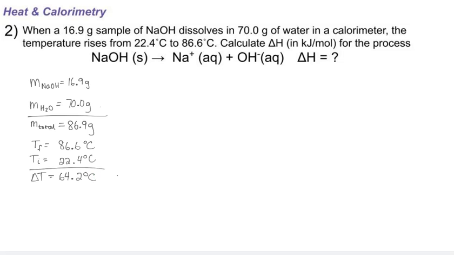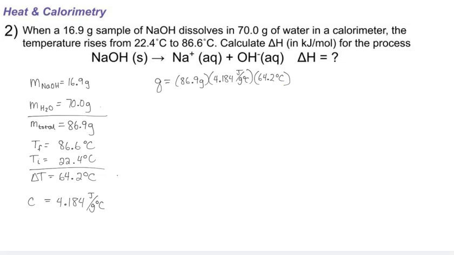And of course we know that our C value, we're going to assume that the solution has the same specific heat as liquid water, and that's 4.184 joules per gram degree Celsius. Okay, so now we're just going to substitute into Q equals MC delta T. Q equals 86.9 grams times 4.184 joules per gram degree Celsius times delta T, 64.2 degrees Celsius.